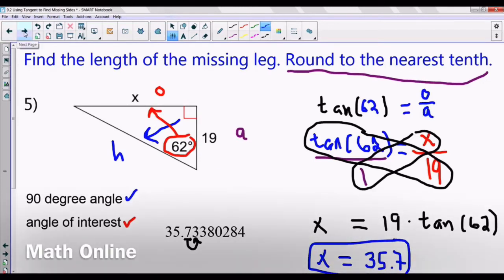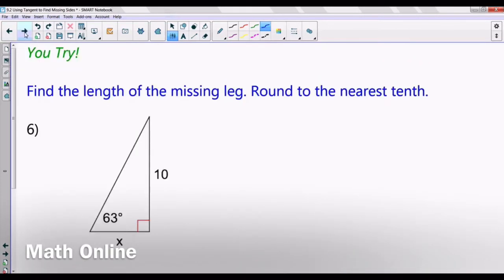All right, so let's do one more example. This is the time where you would try it. What I recommend is to stop the video for now and try it on your own, please. Use the tangent ratio. Identify who's the opposite, who's the adjacent side, who's the hypotenuse, and then use the tangent ratio to solve for the missing leg. Please stop the video, try it, and then unpause the video, okay?